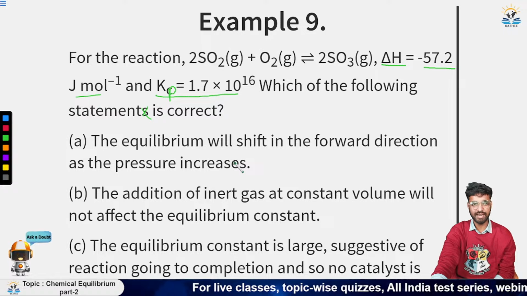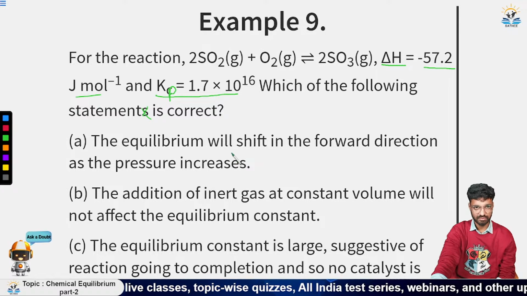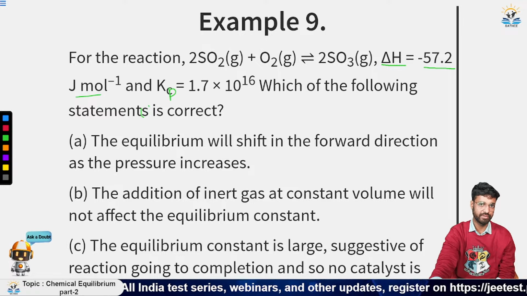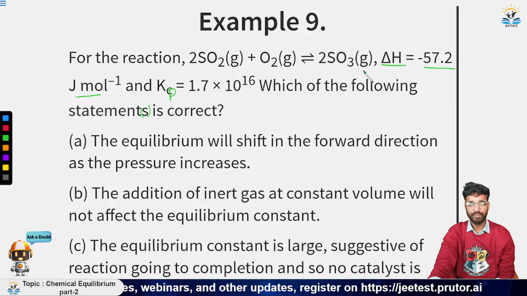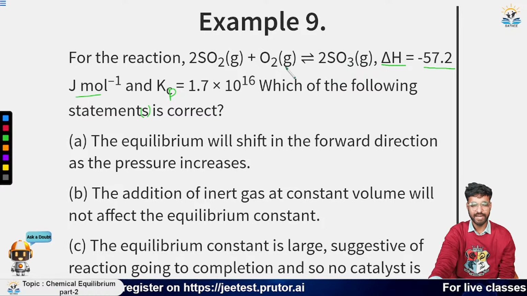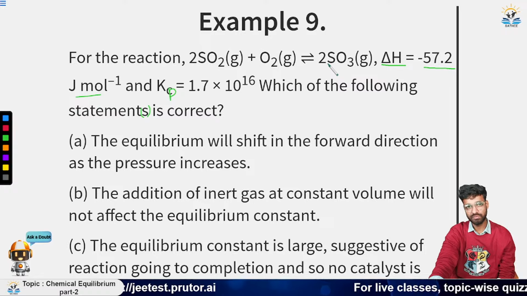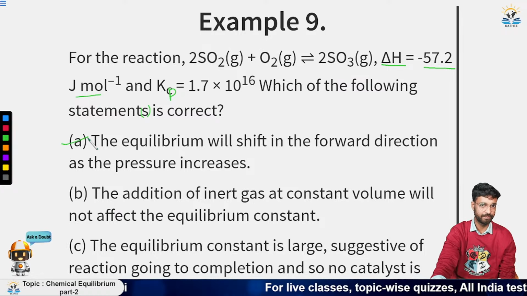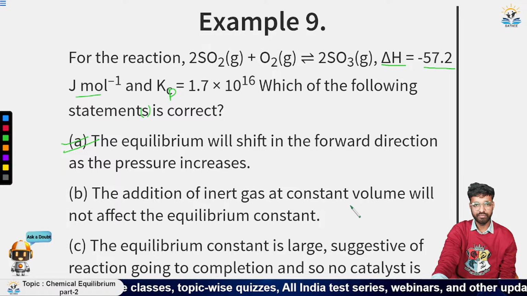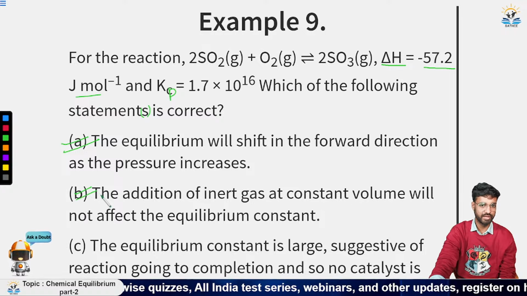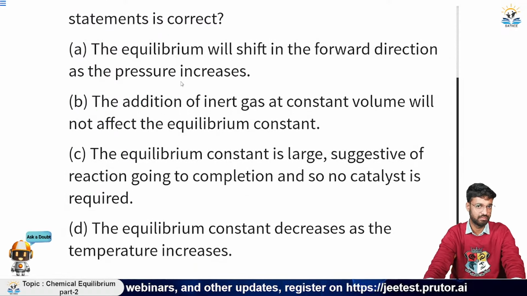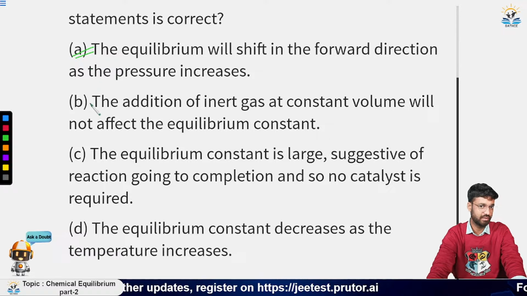If we increase the pressure, the reaction will proceed in such a direction that this Kp here. So if we increase the pressure here, we can see that the number of moles is more on the reactant side. So the reaction will move to the product side. So this is correct. The addition of inert gas at constant volume will have no effect at equilibrium. So it is also correct. We have seen this earlier.